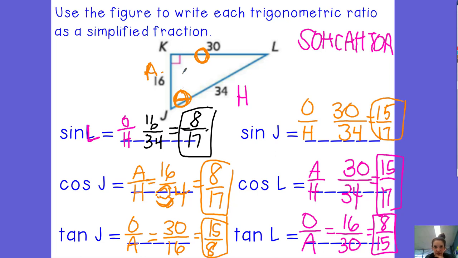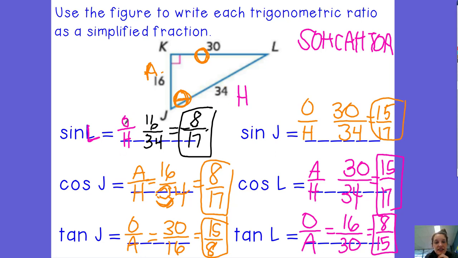So notice two things. When we change the angle, we're changing which side is the opposite side and which side is the adjacent side. Hypotenuse is always going to stay the same. Second thing, for sine and cosine, it's always one of the legs over the hypotenuse. Remember, your legs always must be smaller than the hypotenuse. That's what it means for this side to be the hypotenuse. It's the longest side in the right triangle.